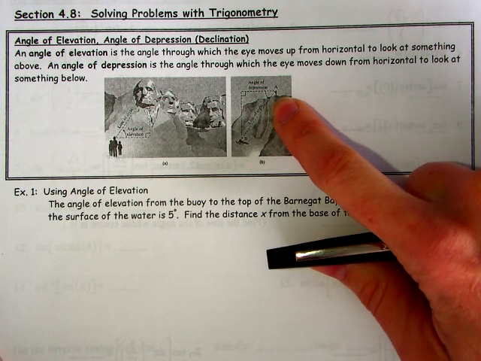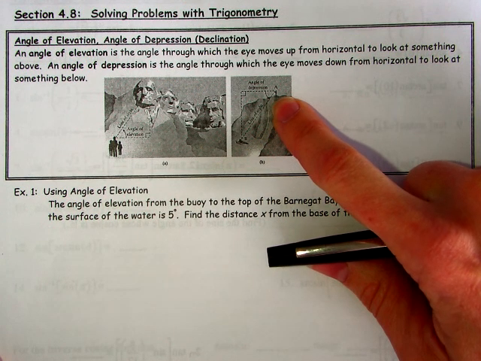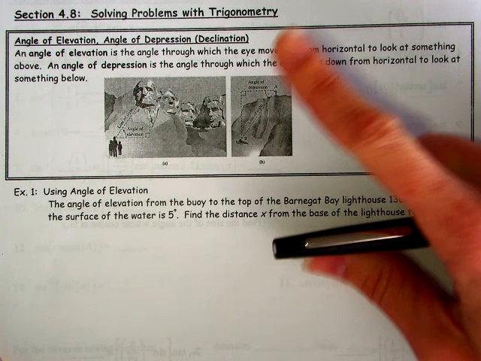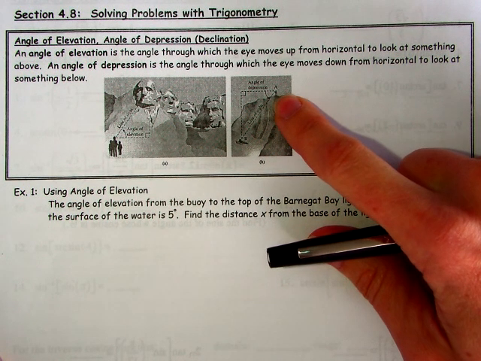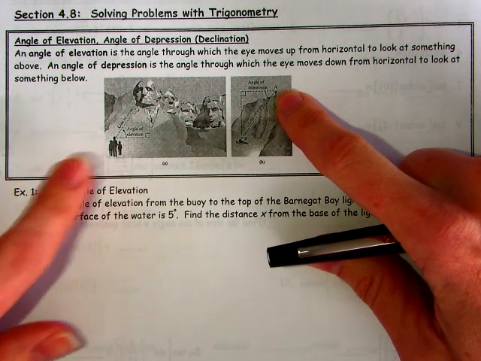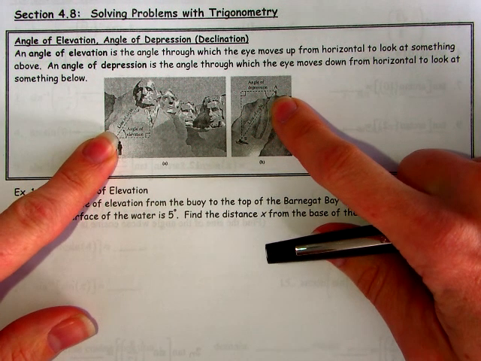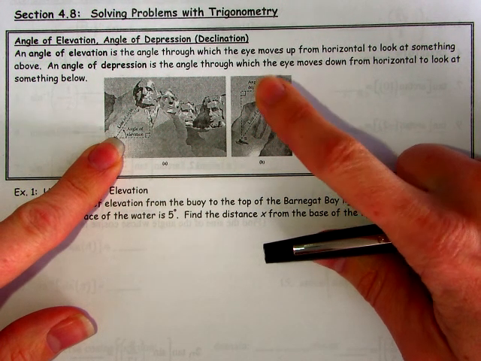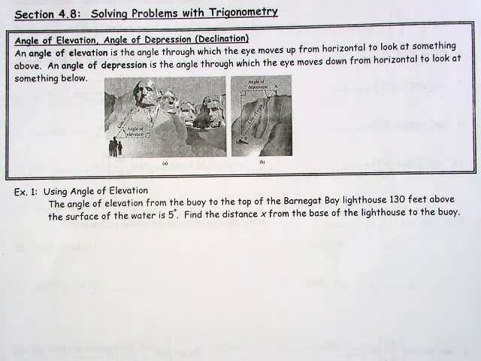Sometimes you have to be theoretical and assume you could put your eye on the ground or on some sort of object and then look up and down from that exact location. So again, it's all compared to horizontal, how much you have to look up versus look down for elevation and depression. Just something we want to be aware of as we look at this.